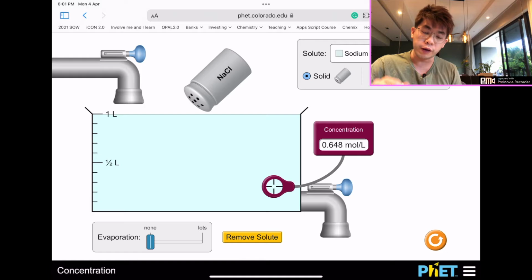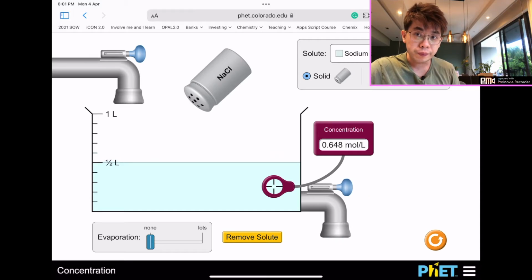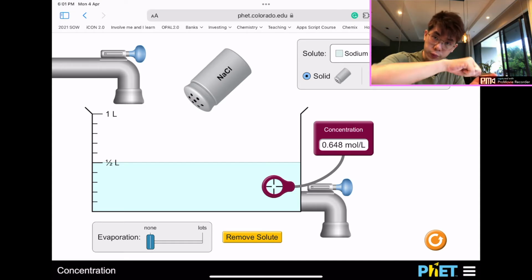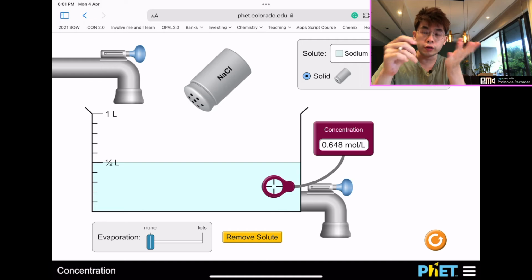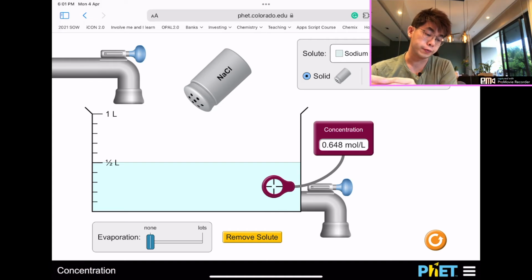Now, what happens if I scoop up some of the soup? Will the soup have the same concentration as salty, or will it decrease? So I'm going to remove some. As you see, when I remove the solution, the concentration remains the same. That's the same as when I have my soup and I scoop out some soup. Each scooped-out portion will taste as salty as the original soup itself.